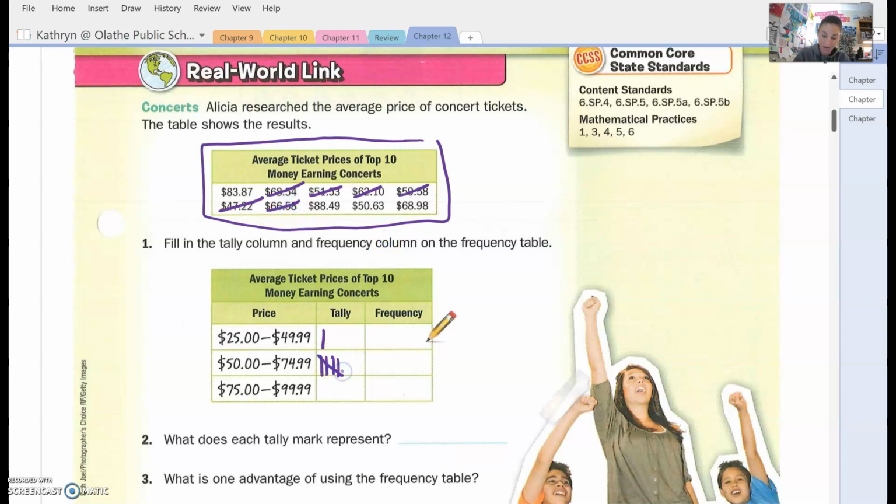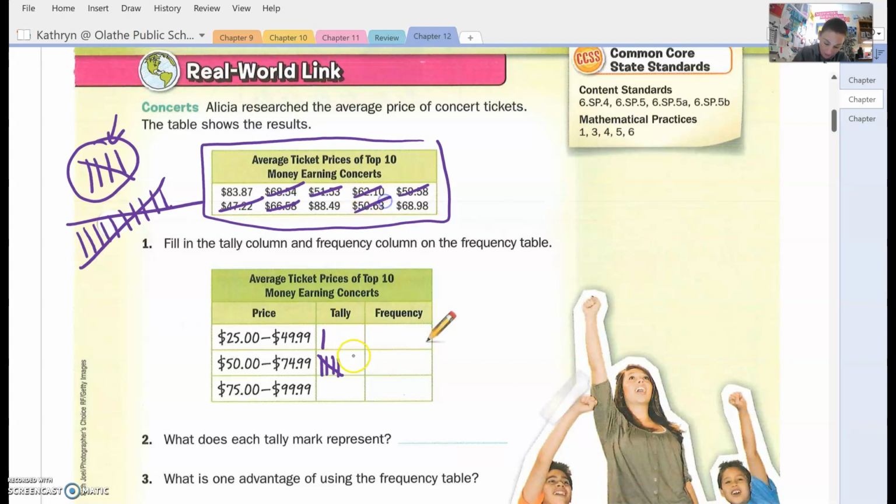Once you get to 5, please remember we do it like this. I don't want to see this. Okay, that does not do anything. Once you get to 5, you make a tally like this. This is wrong. Don't do it. It drives me crazy. Okay? Alright, so back at it.